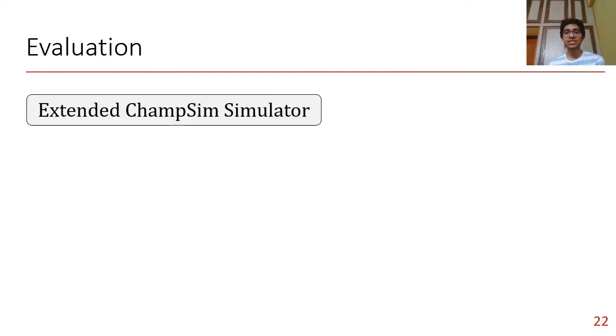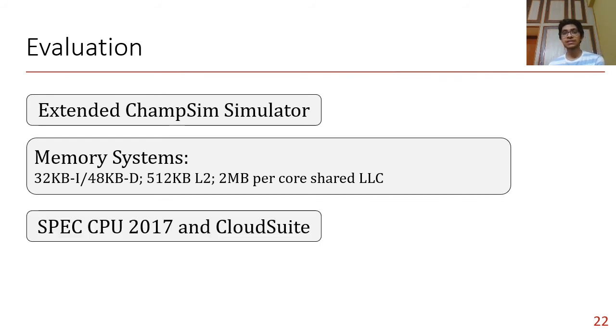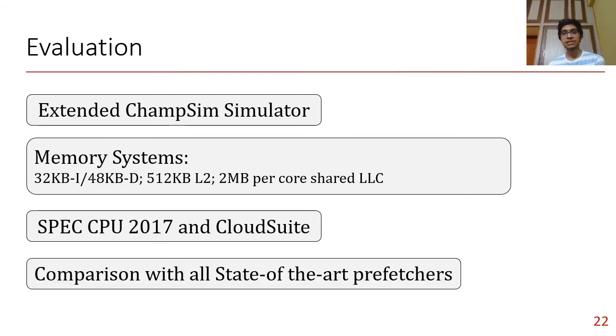We use an extended ChampSim simulator, which uses virtual addresses at the L1 to model IPCP. The memory model uses 32 KB instruction cache, 48 KB L1 data cache, 512 KB L2, and 2 MB per core shared LLC. The 48 KB L1 data cache is the same size as is used in Intel Ice Lake processors. We simulate Spec 2017 and Cloud Suite benchmarks. IPCP is compared with several state-of-the-art prefetchers.